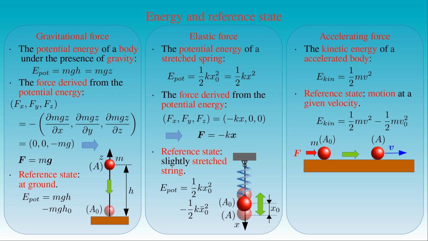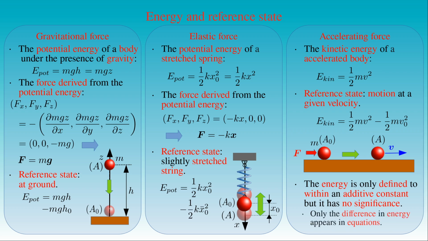The fact that the energy of a body or a system of bodies is only defined to within an additive constant, due to the arbitrary choice of the 0 point of the energy, has no physical significance. Since only the differences of the same form of energy appear in the work-energy theorem and the law of conservation of energy, the additive constants depending on the choice of reference states cancel out.